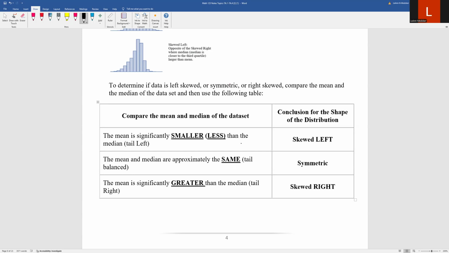Now, if your mean and median are approximately the same or very, very close, you're going to have balanced tails, so you're going to be symmetric. If your mean is significantly smaller than the median, your tail is pulling to the left, you're skewed left. If your mean and median are approximately the same, your tails are balanced on each side of the hill, and you're symmetric. If the mean is significantly greater than the median, again meaning more than just a couple decimal points away, we have a tail to the right, which means we're skewed right.